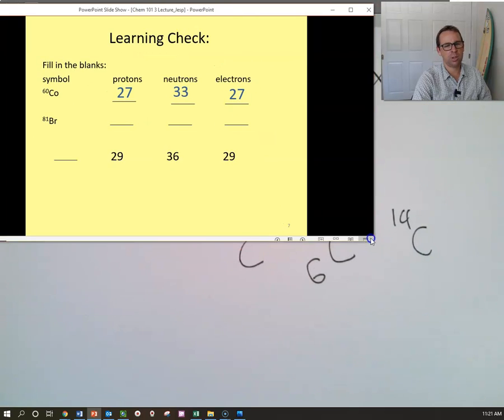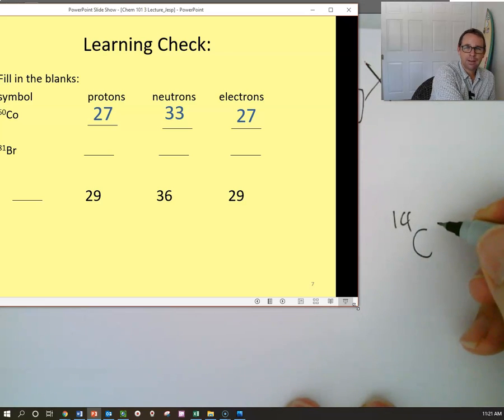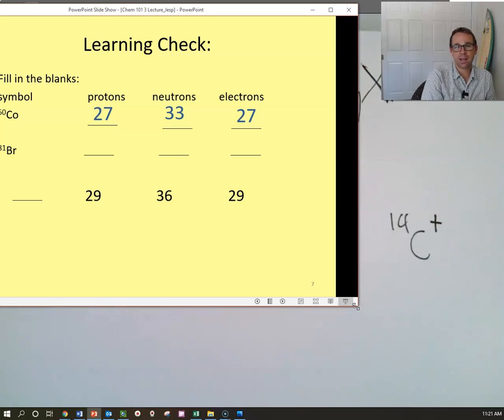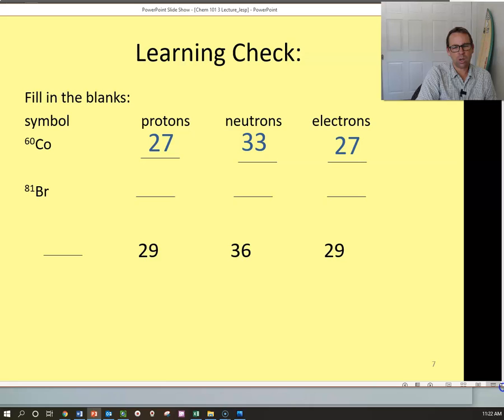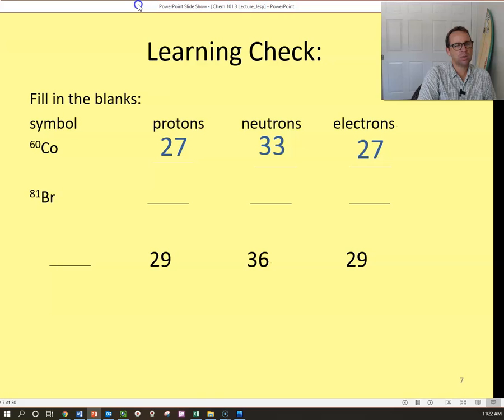So let me show you an example. If this was carbon-14 here, and I wanted to show you that it had fewer electrons, I would say it has a positive charge. That means it has one more proton than it does electrons. If I wanted to show that it had 2 more protons than it has electrons, I would put a +2 charge there. If I wanted to show that this carbon-14 has 1 more electron than it has protons, I would put a negative charge there. All right, so bromine-81. How many protons, neutrons, and electrons for bromine-81?